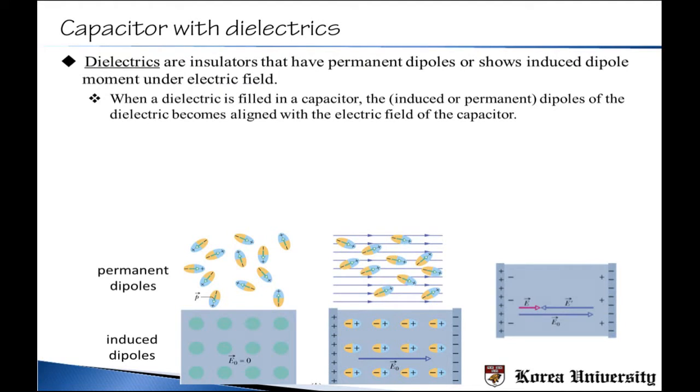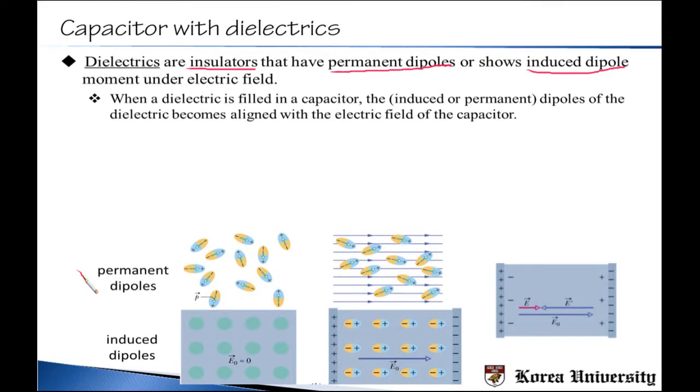Okay, let me explain what dielectrics are. First, dielectrics are insulators, which means that charges will not really move. There may be small shifts, but they cannot really move. And then there are two types of dielectrics. First is the dielectrics with permanent dipoles, and the second is with induced dipole moment.